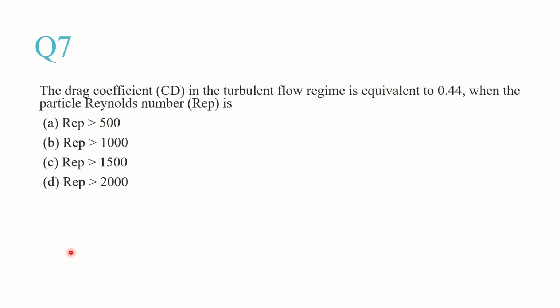When we associate the turbulent flow regime with the Reynolds number, for example in flow through a normal cylindrical pipe, if the Reynolds number is less than 1000 we have a laminar regime, and above that it is turbulent. But for a packed bed or a fluidized bed, what is the equivalent Reynolds number to identify the turbulent flow regime? The answer is option A.